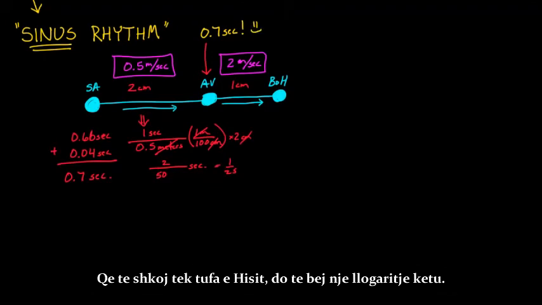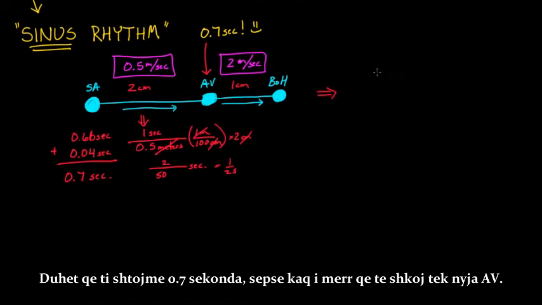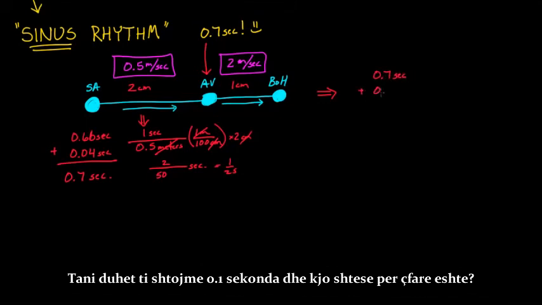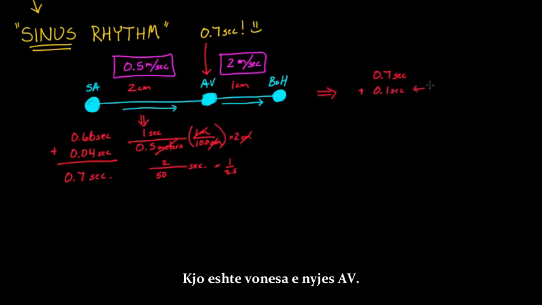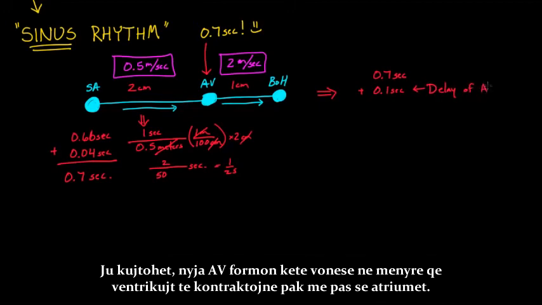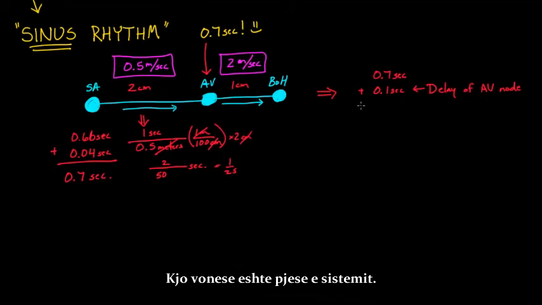So to get to the bundle of His, I'll do that math over here. You have to now add up 0.7 seconds because that's how long it took to get to the AV node. And then you have to add 0.1 seconds. And what is that for? This, my friends, is the delay. This is the delay of the AV node. Remember, the AV node creates this delay so that the ventricles contract just a little bit after the atriums do. So this delay is actually built into the system. The delay is about 1/10 of a second.